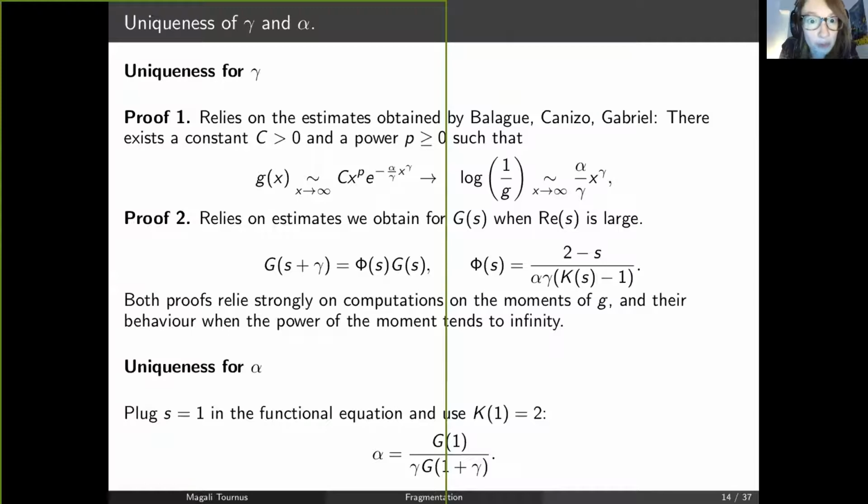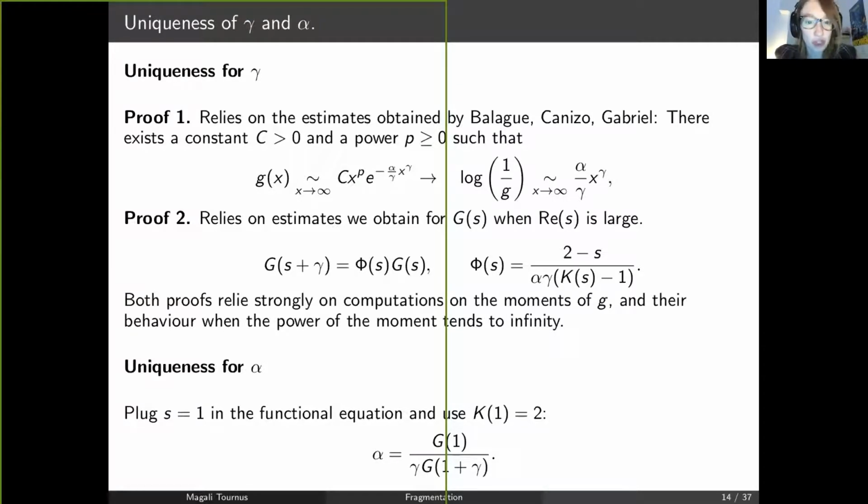Some authors have proved that the behavior when x goes to infinity of G was driven by gamma, in the sense that the log of 1 over G was behaving like a constant multiplied by x power gamma. So now we know, from that we deduce that if we know G, the stationary profile, then looking at its behavior for large x will give you gamma. So you know gamma.